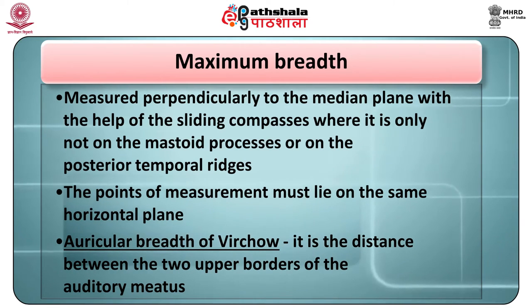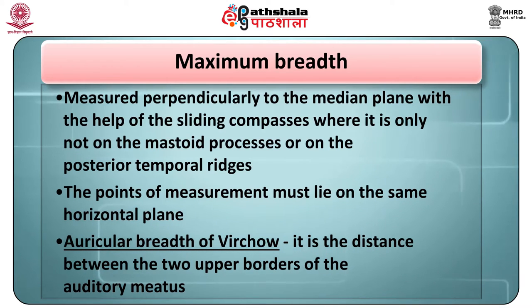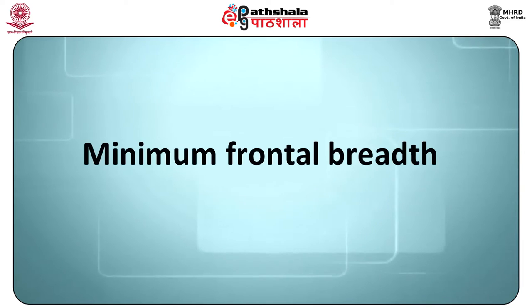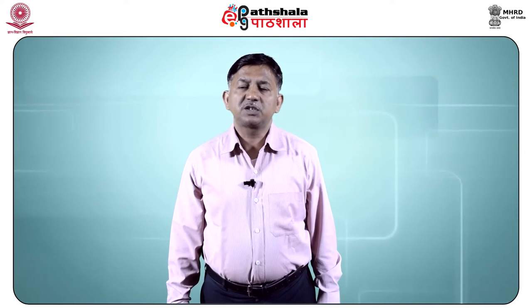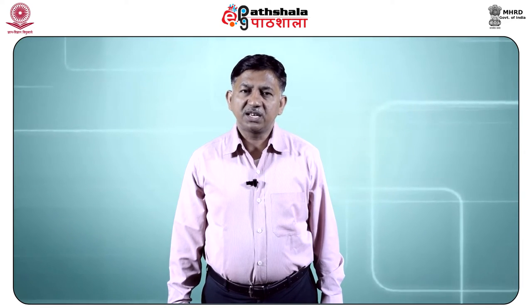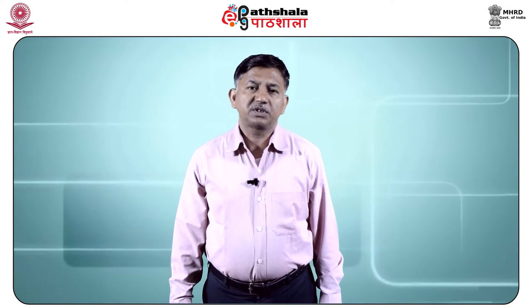The auricular breadth of Virchow is the distance between the two upper borders of the auditory meatus. Then minimum frontal breadth is the shortest space found between the frontal ridges near their base, which is measured by the sliding compass or the calipers.